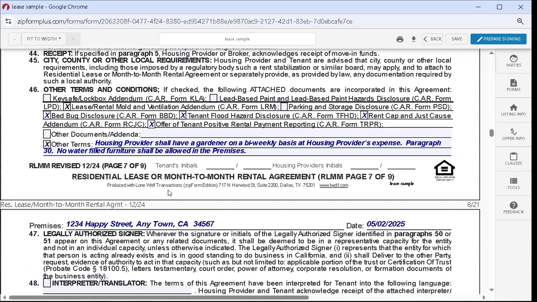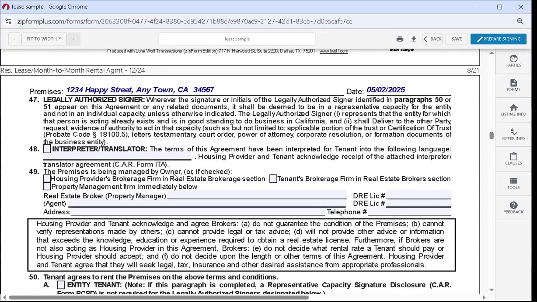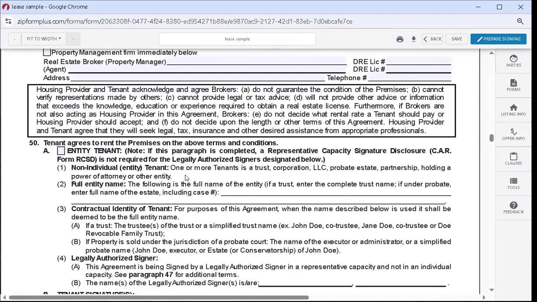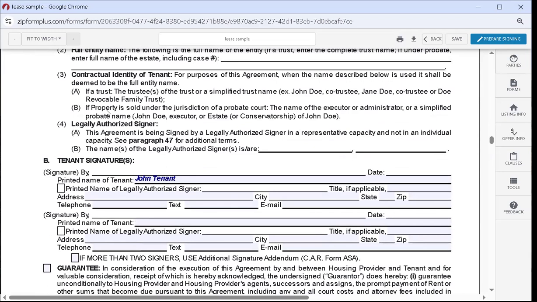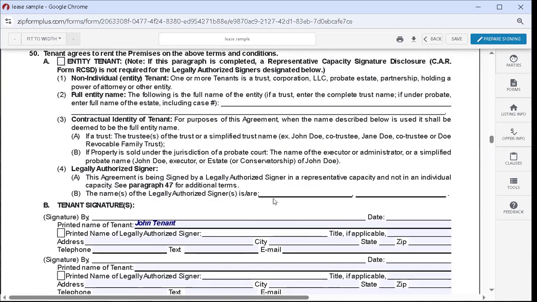Because they're relying on us to be doing this. Most of us are really, really good at it. We have really good agents here, so no worries. The tenant signature would go down here. Of course, you would fill all this out, with the address and all that.